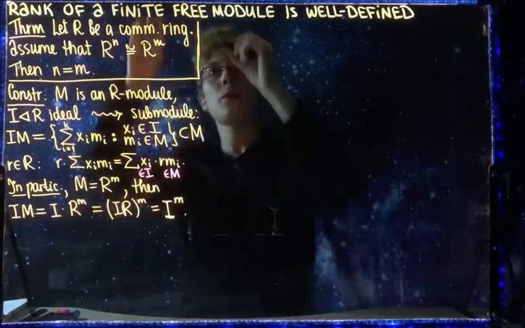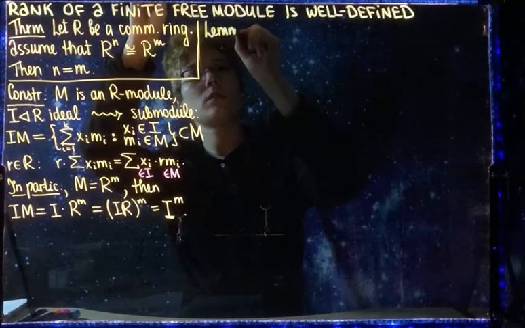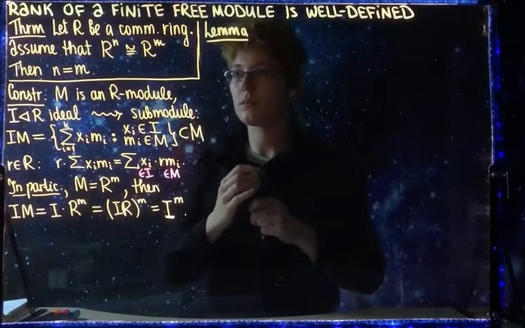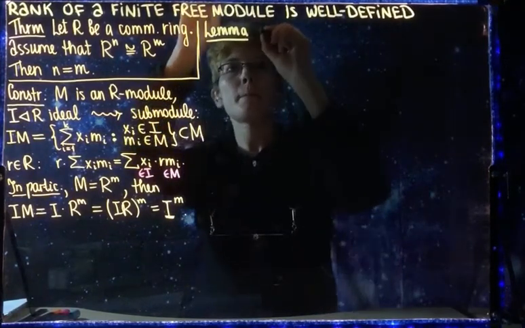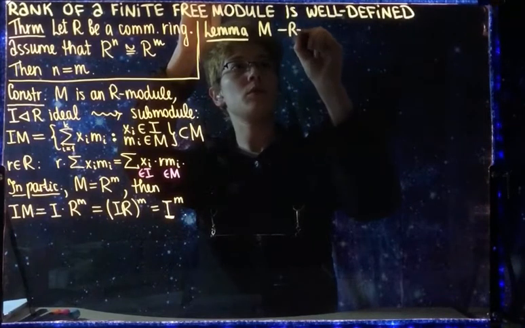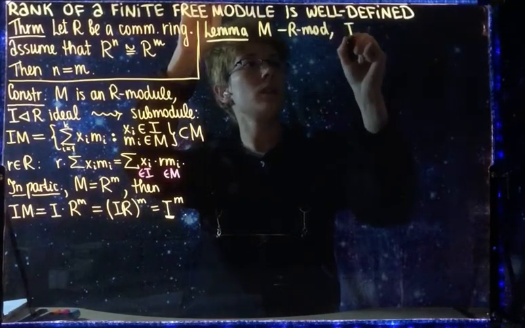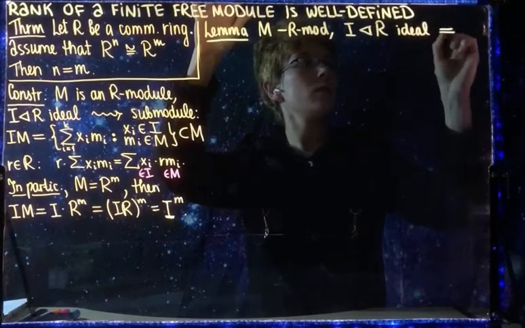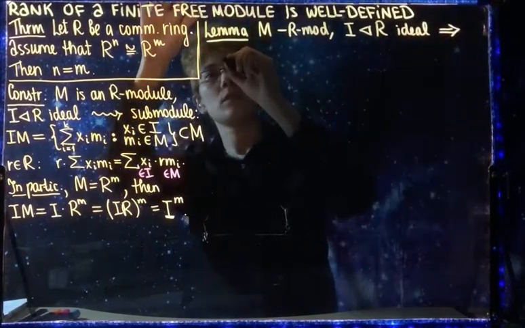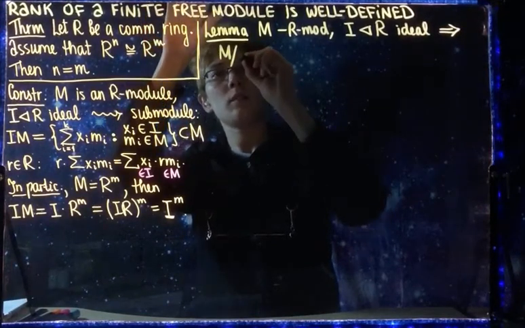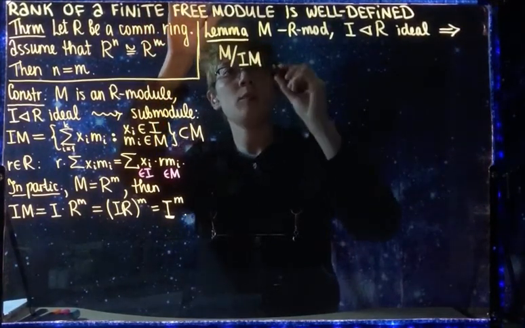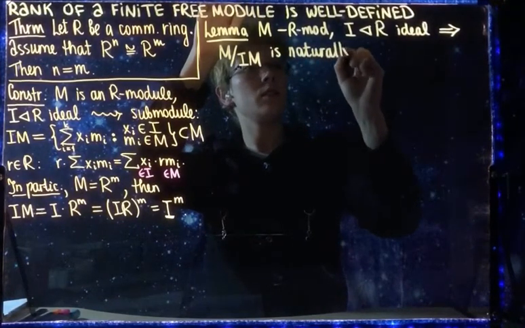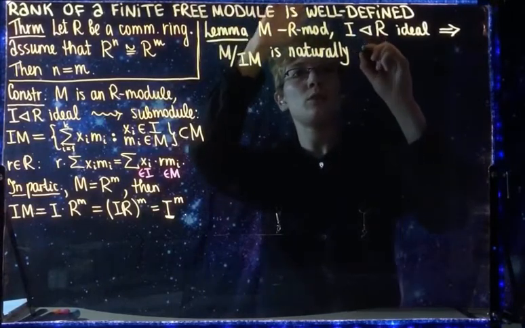Now I want to prove the following lemma. If we have an R module M and an ideal in R, then M quotient out by IM carries a natural structure of an R mod I module.